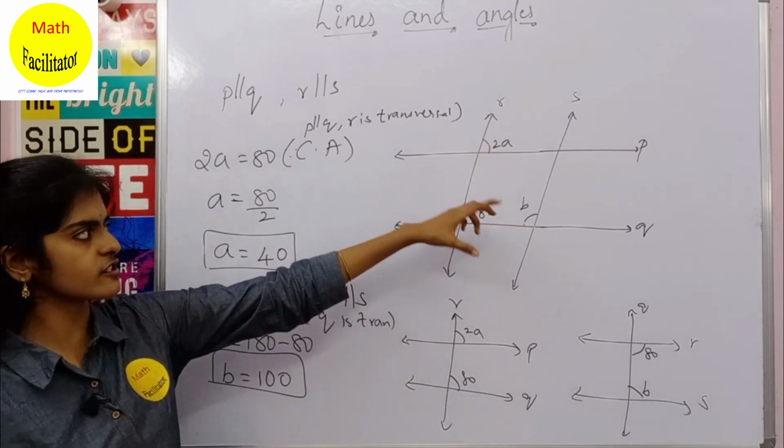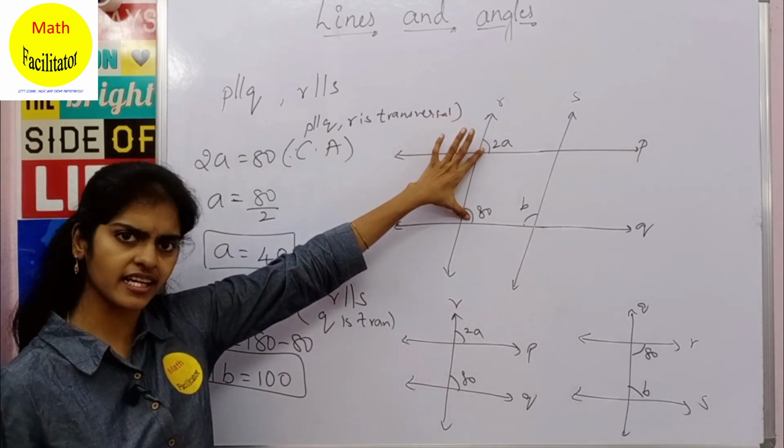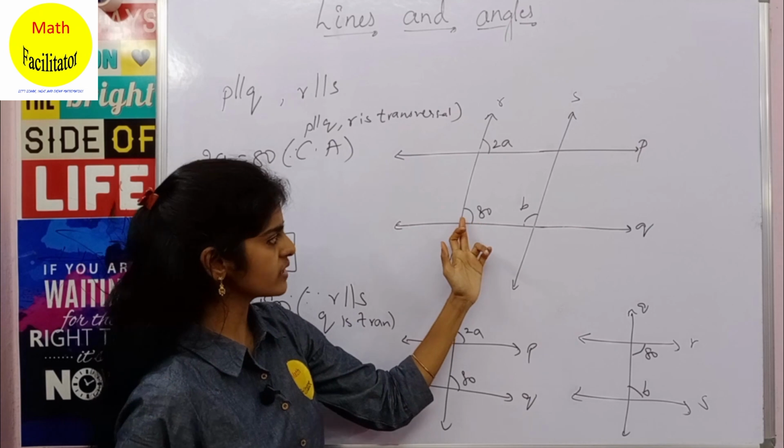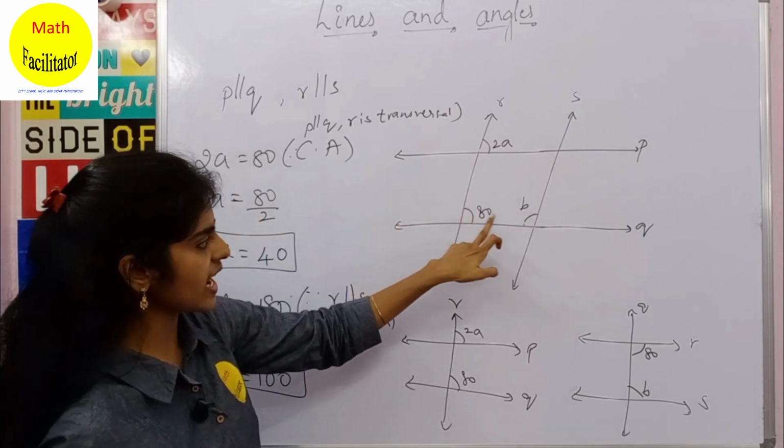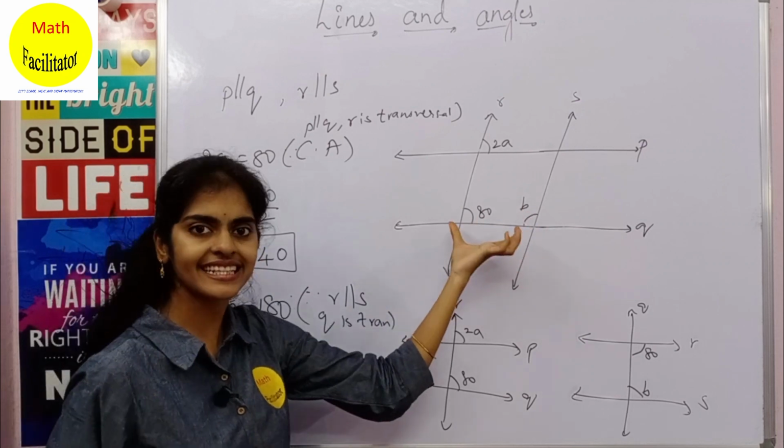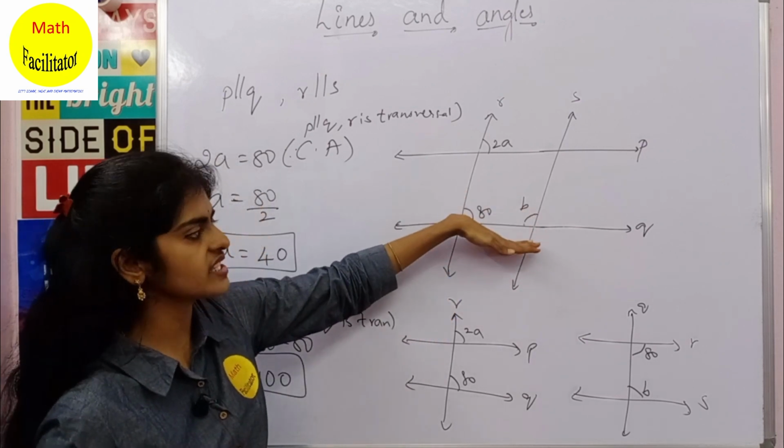By just looking at this also, you can see this is nothing but corresponding angles, very easy. But here you will just see that R is parallel to S and Q is transversal. And these two angles are between R and S, that means they are interior angles and they are on the same side of this transversal.